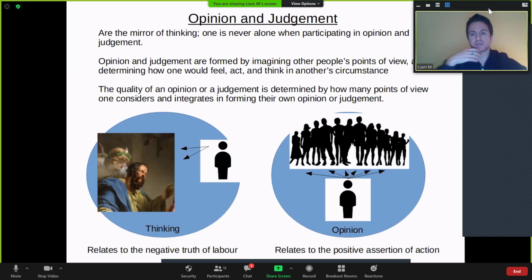And we can expand this to say, if I can think of, say, 10 people or 50 people that I can integrate into my opinion to form my judgment, I can then ask myself, out of these 50 people, who are those who have also integrated many, many points of view, maybe many more than me, maybe hundreds. And so I should give them preference, because their quality of opinion is higher than the people out of that group who consider only their own point of view or maybe one or two other people. So we can see that thinking relates to the negative truth of labor, but opinion relates to the positive assertion of action and in some ways of work.